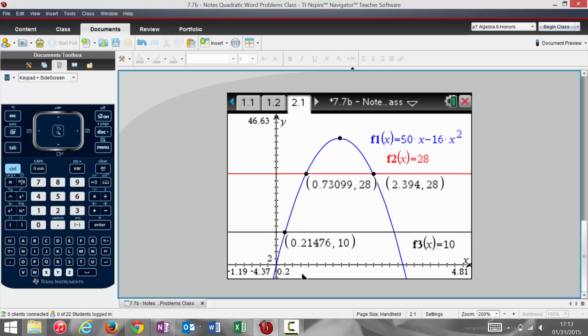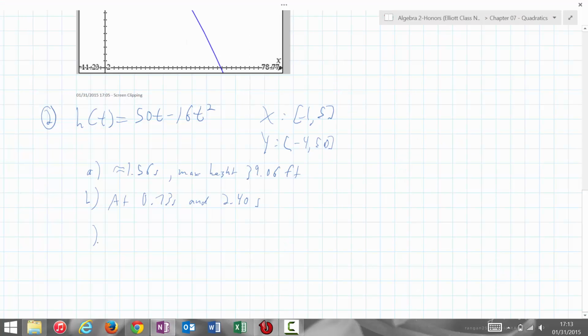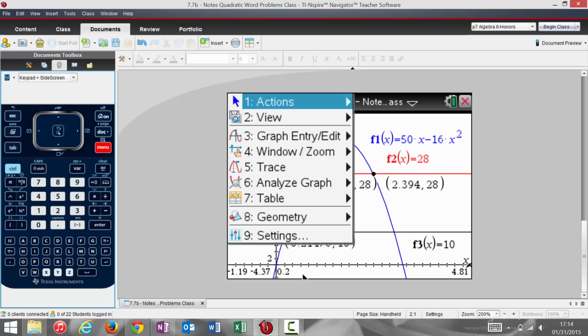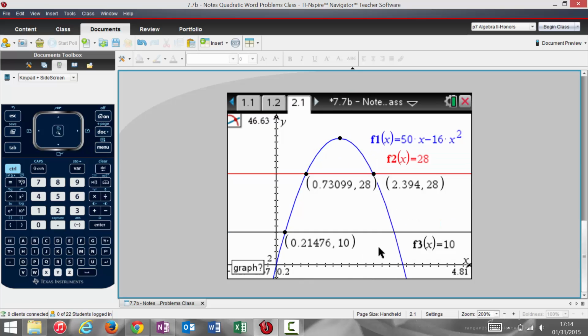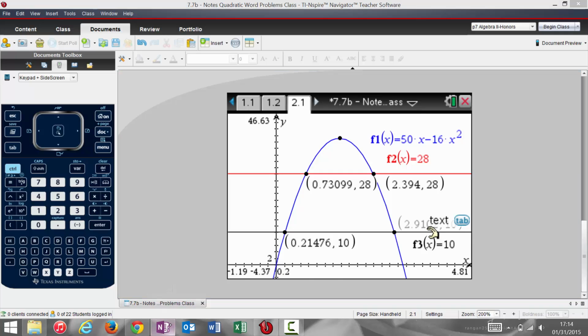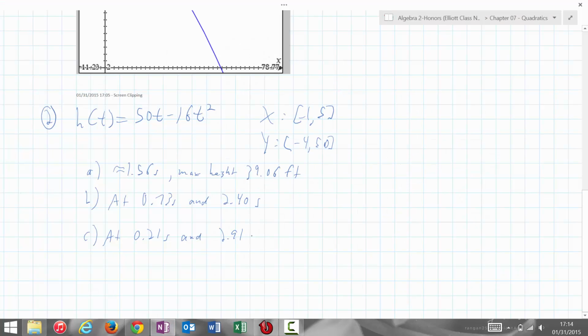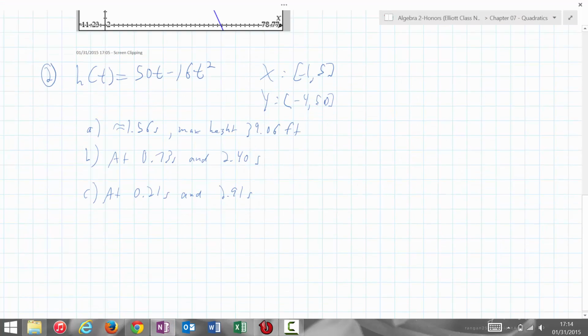So one of my answers is 0.21 seconds. So at 0.21 seconds. And then my other answer, menu, analyze graph, intersection. Click on the two graphs we want to cross, blue and black, and then left and right, and I get 2.91. So, and then 2.91 seconds.